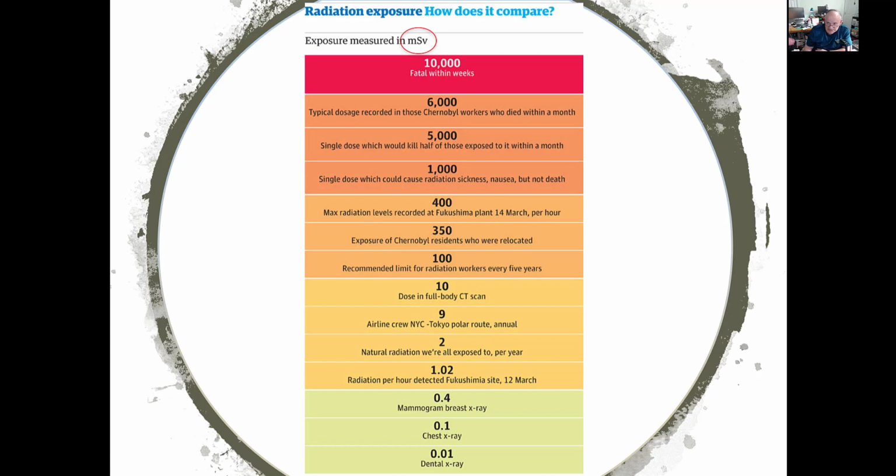Fatal within weeks in millisieverts. So this is a different unit. You're looking at 6,000, 5,000. Now, a lot of times the news people will report in sievert units, and you can see that at the Fukushima plant, the maximum radiation was 400. The level recorded at Chernobyl was 6,000. So it kind of shows you the difference.